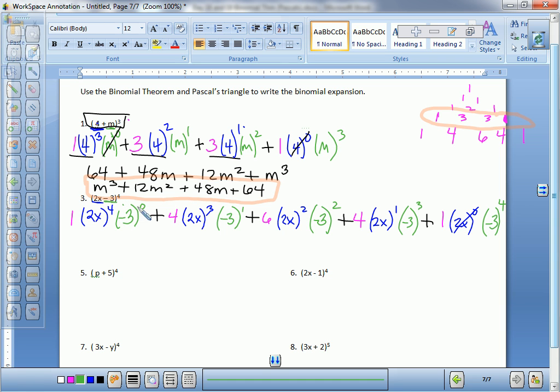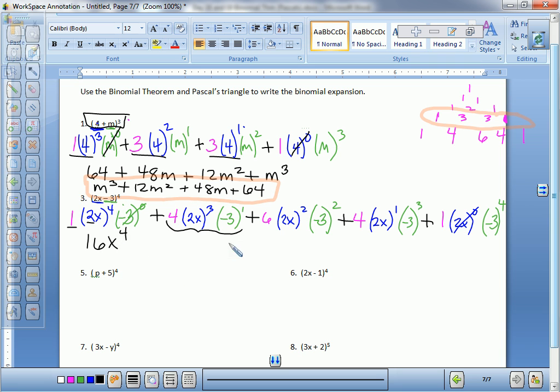Okay, now I see another 0 power, so I'm just going to scratch that out because anything to the 0 is like 1. So what I have to punch in my calculator here is 1 times 2 to the 4th. What is 1 times 2 to the 4th? 16. Now, do you see that that x is also being raised to the 4th? So this first term becomes 16x to the 4th.